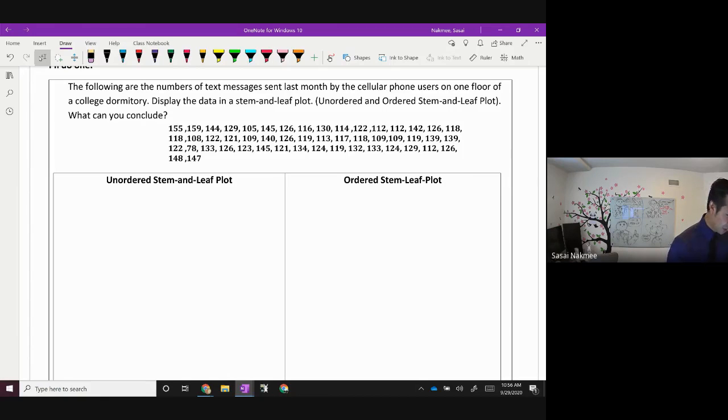If you look closely here, these are numbers that represent the number of text messages that were sent by different people on the first floor of a college dorm. So this right here, one person sent 155 text messages in a month. Another person sent 109 text messages, right? Oh, this poor person only sent 78 text messages, right? Or maybe he just doesn't prefer text messages.